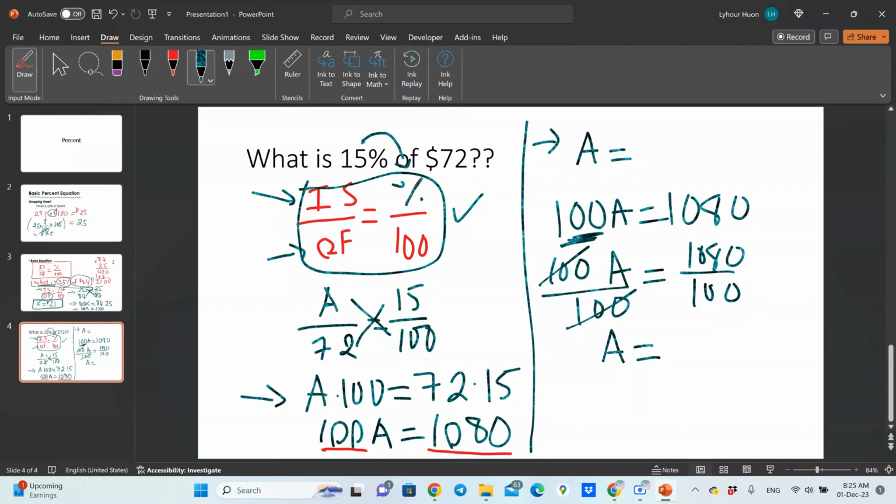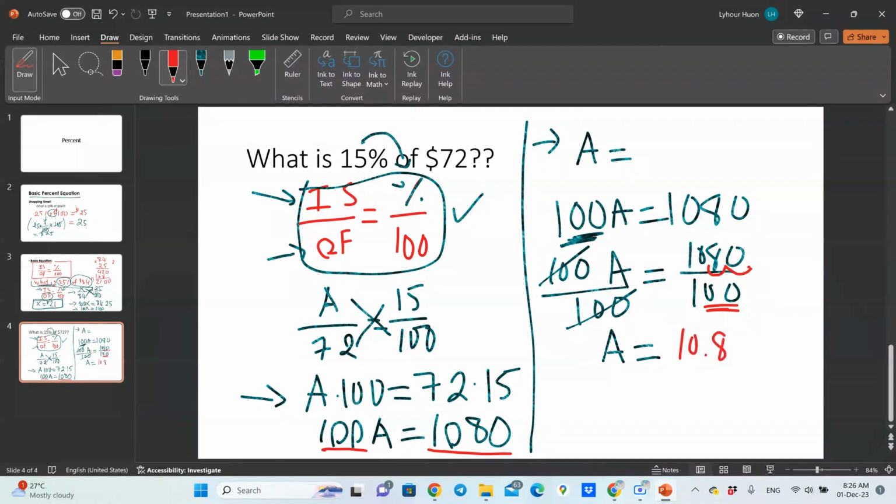1080 divided by 100. How do we divide by hundreds? How do we divide 1080 by 100? When divided by 10 or 100 or 1000 or 10,000, we just remove the zeros. Now we have two zeros, right? So just one, two, simply like that. So the result is 10.8.